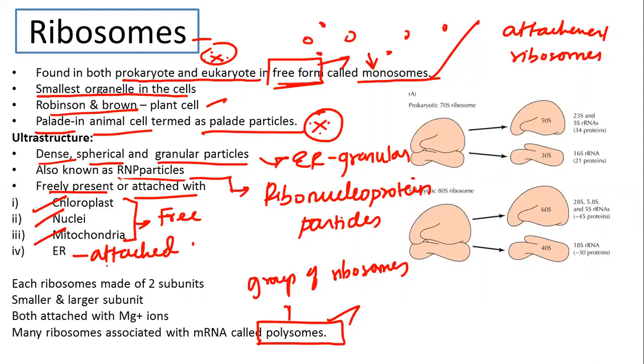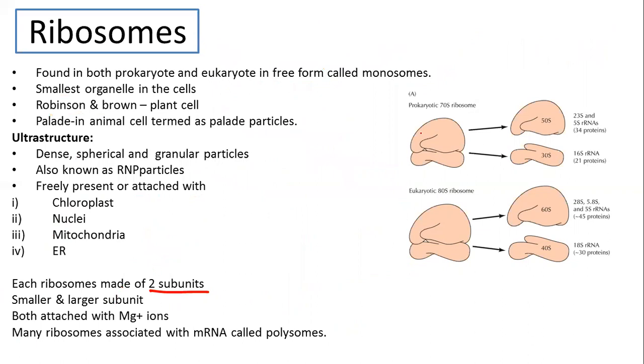Usually this ribosome is made of two subunits. Now we are talking about structure. Two subunits are there: let's say this one is the smaller subunit and this one is the larger subunit. Always these units will be attached only, and they will be attached with magnesium ions. When multiple ribosomes attach together, they are called polysomes.